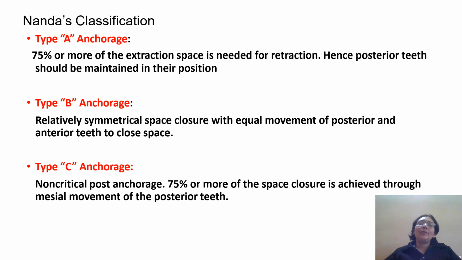Now, Nanda's classification: type A, B, and C anchorage. Type A anchorage is where the maximum amount of movement is happening of the anterior segment. Type B is moderate anchorage where there is symmetrical space closure, say 50% anterior, 50% posterior teeth will move to close the space. Type C is a non-critical posterior anchorage where 75% of space closure is achieved by mesial movement of the posterior teeth.